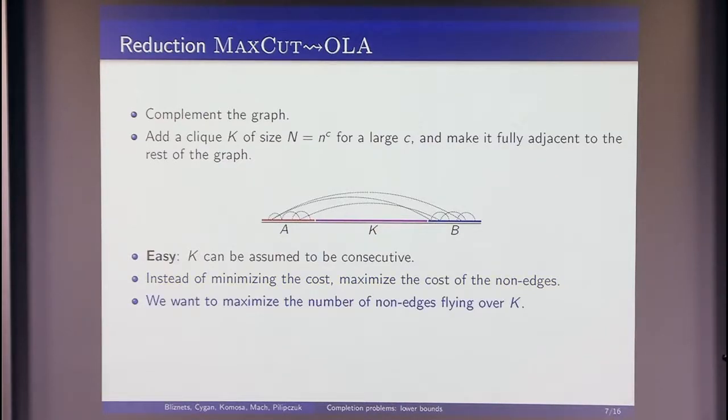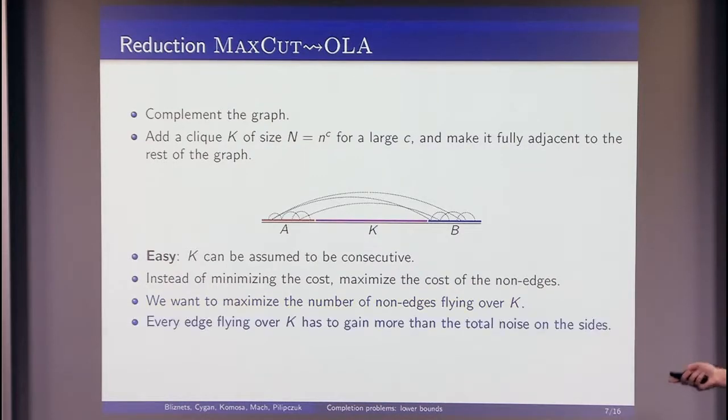So if this click is really large, what the problem boils down to is to maximize the number of edges flying over the click, because they give us a lot. Which is exactly the MAXCUT problem. So in order for this reduction to work, I need to have the property that every edge flying over the click gains us more than the whole total noise that can be incurred by the edges on the sides. And this is why I needed to choose this click to be large.